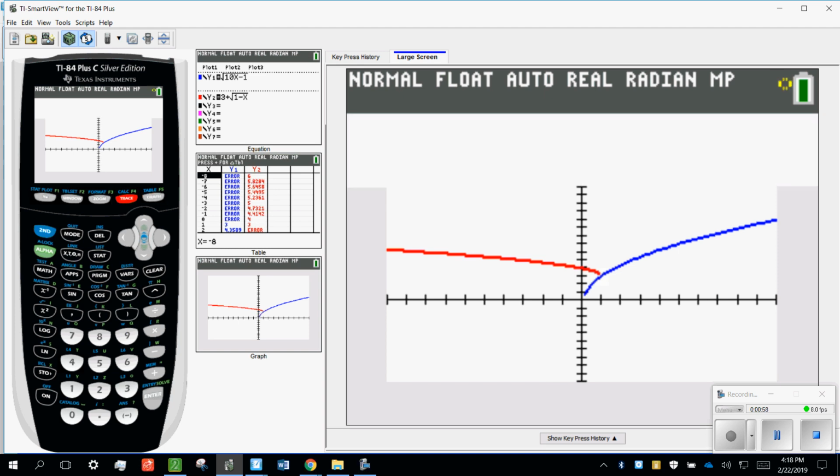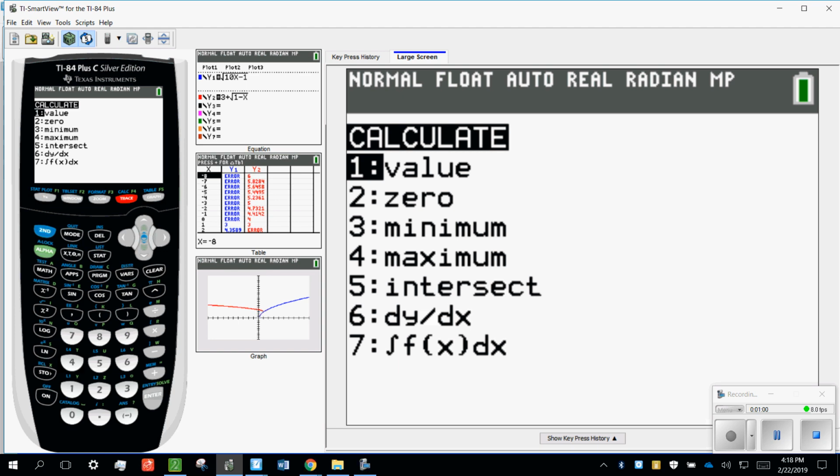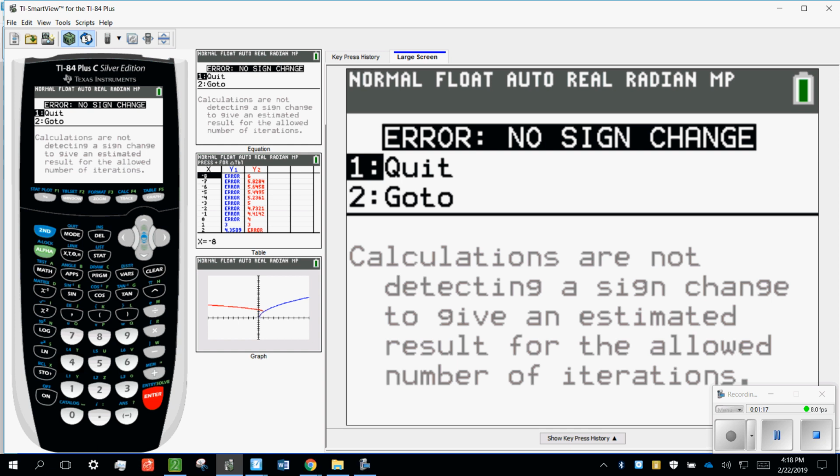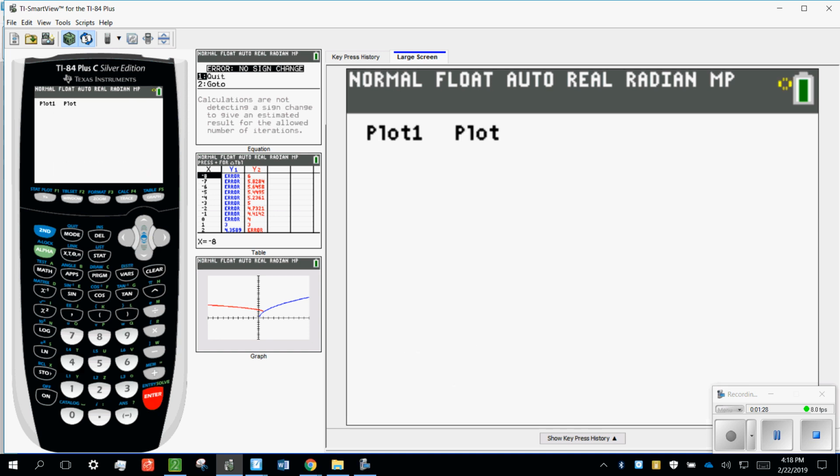So something that you need to know: when you hit second trace 5, it's going to say first curve. Okay, so first curve, it looks like it's on the blue line. I hit enter. And then second curve, now it's on the red line, and I hit enter. And then it says guess, and I hit enter. And it says error, no sign change. It cannot detect a place where these two things have intersected.